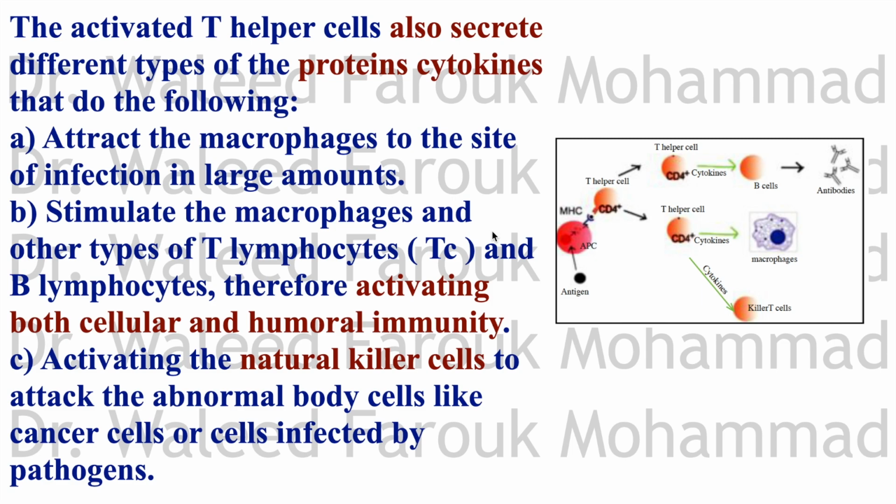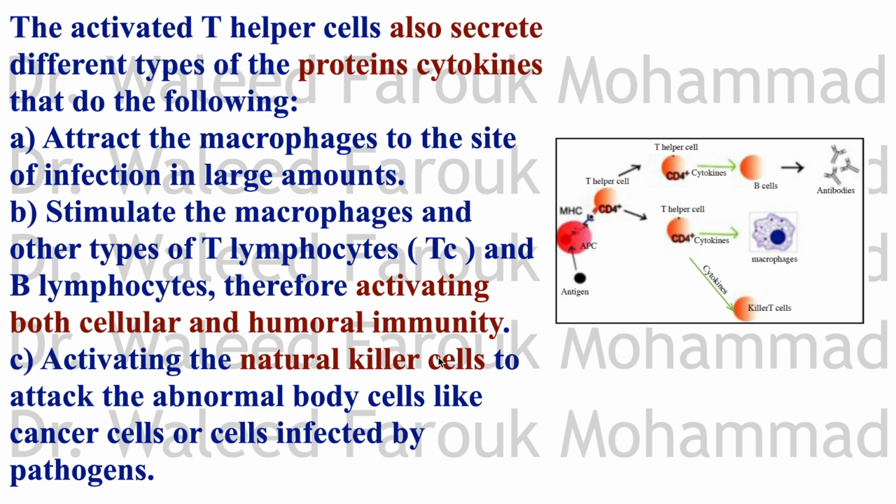ايه تاني؟ stimulates the macrophages and other types of T lymphocytes and B lymphocytes، يبقى activating both cell mediated and humoral immunity لانها activate both B cells and T cells. ايه تاني؟ activates natural killer cells علشان to attack the pathogen. الباثوجين ده in the form of اي abnormal body cells او cancer cells or cells infected by pathogens.